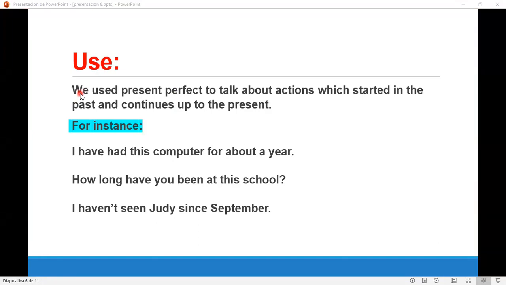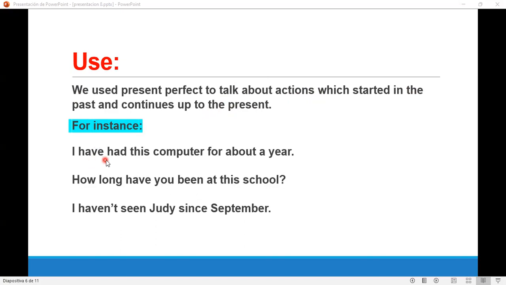We use present perfect to tell about action which started in the past and continue up to the present. Okay, very good. Yes. It says that we use the present perfect to talk about actions which started in the past and continue up to the present. So here we have some examples.